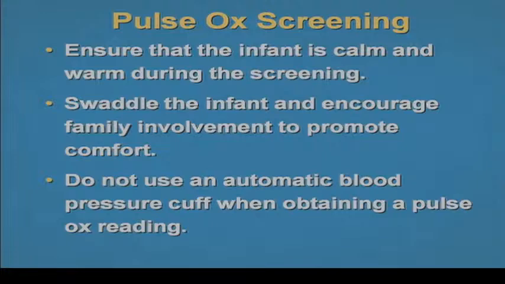So be sure the newborn is calm and warm during the pulse ox screening. It is helpful sometimes to swaddle the infant and encourage the family to be involved to help promote comfort, because you don't want the baby crying or moving when you try to obtain the pulse ox screening. And an automatic blood pressure cuff should not be used when obtaining a pulse ox reading, because that could also impact picking up that oxygen saturation.